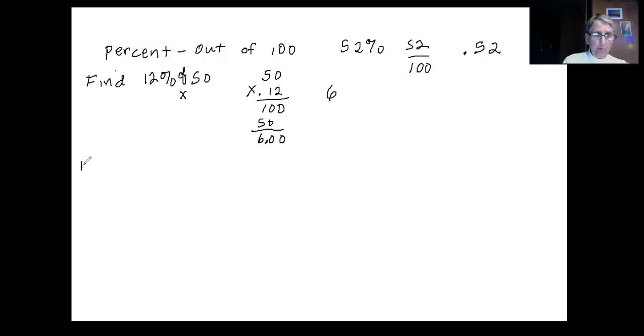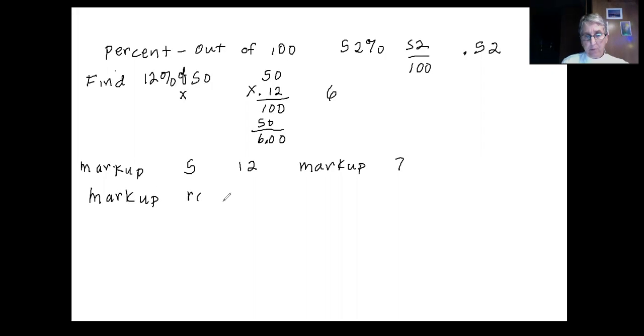All right, another one, markup. First of all, you have to understand what markup is. If a company buys something for $5 and sells it for $12, the markup is $7. Markup rate. That's a percent. We want to know what rate they're actually marking it up.